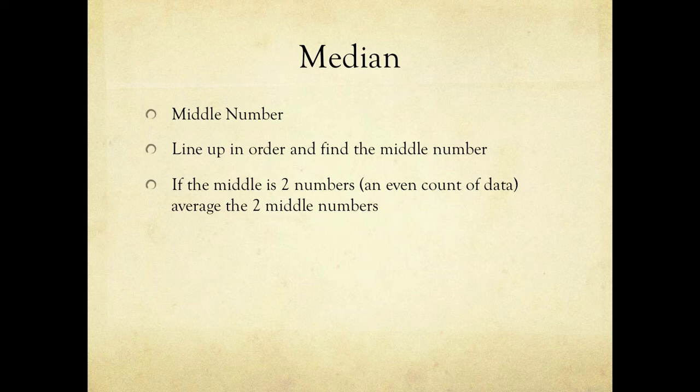So the only tricky thing with the median is if you have an even count of data, then the middle would be two numbers. So if you've got that situation, then in order to find the median, you would average those two middle numbers. So you would add those two middle numbers together and divide by 2.